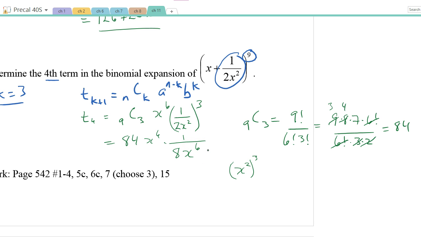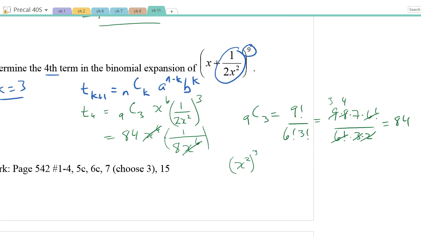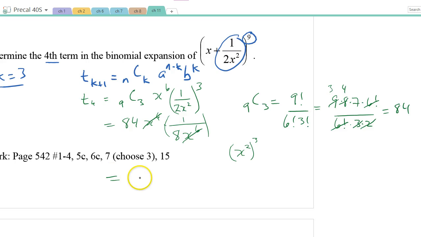Now we're almost done, except I've got an x in the numerator and an x in the denominator, so those would actually cancel each other out. Kind of cool. So that x to the 6th and that x to the 6th would cancel each other out. So my answer is going to be equal to 84 over 8. I could reduce this, maybe we could say 10 and 1/2 as our answer.